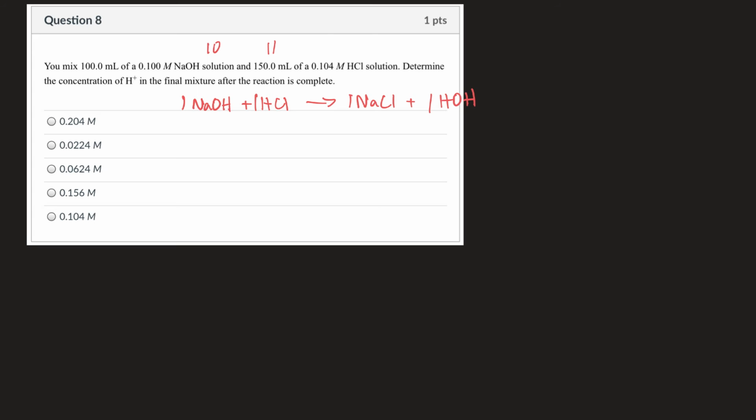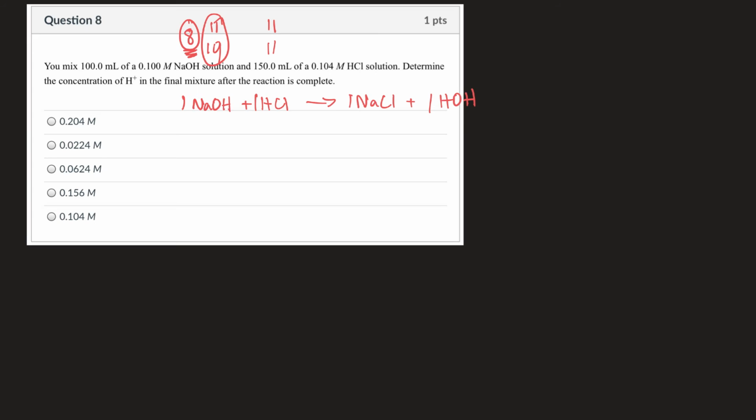Oh, let me put a different number here, 19. So it's 1 to 1, so 11 of these can react with 11 of those. So if you subtract these, you have 8 left over. And from that 8, I'm going to get the concentration. That's a tougher question. I like it.